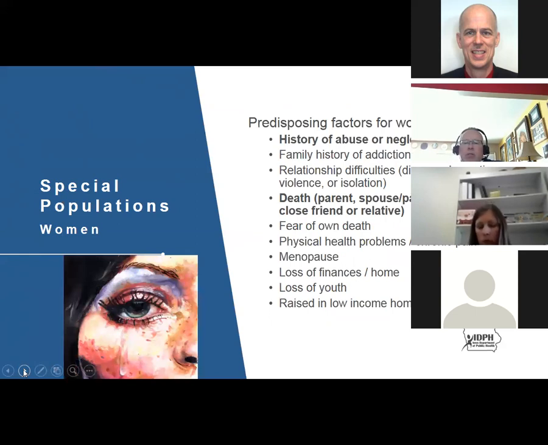So, the predisposing factors for women gamblers are a history of abuse or neglect. One of the things you're going to need to look at is abuse, neglect, and trauma, because you're going to get a high percentage of people, both male and female, but especially females, coming into treatment that have a history of abuse or trauma. They also have deaths in their families. They have fear of their own death, loss of their own youth. And they are a lot of times raised in low-income families, which gives them somewhat of a skewed idea of the value of money. It becomes all important.